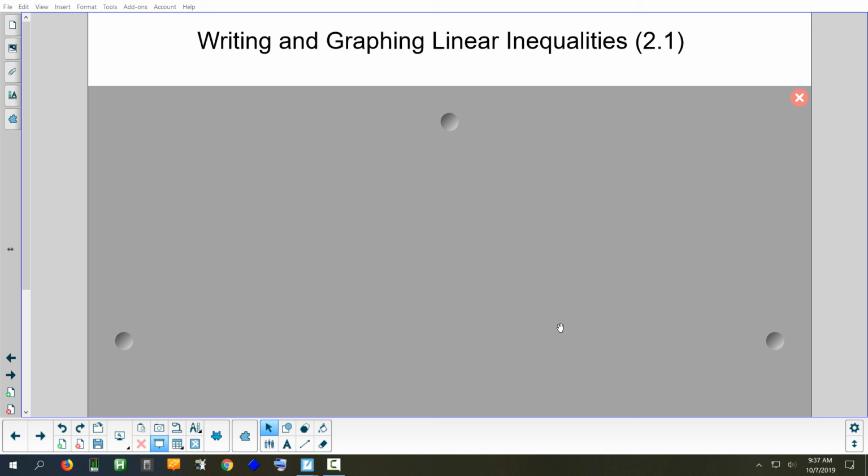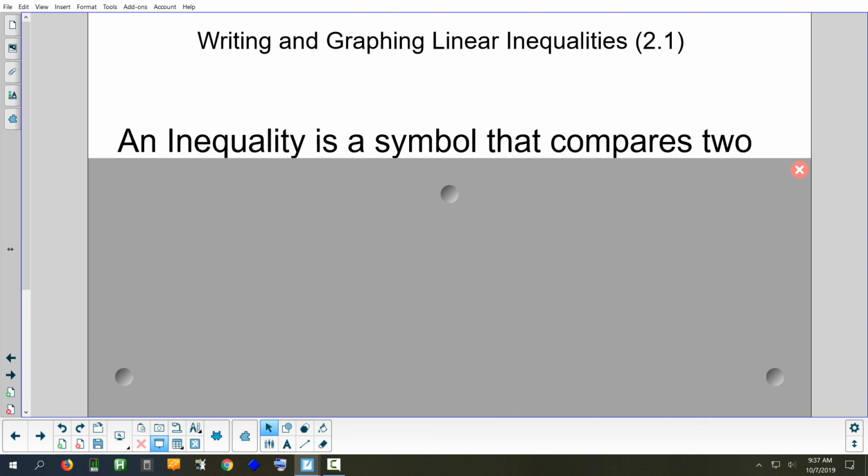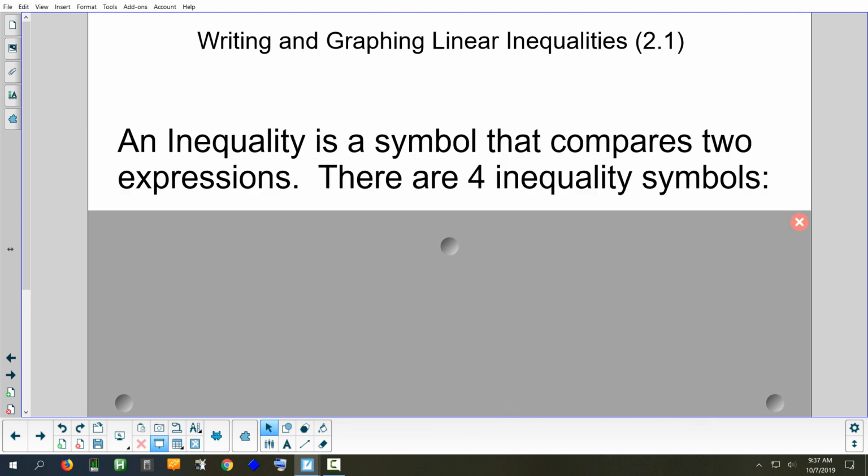Okay, so first section we're going to look at this week, 2.1. It's on inequalities. You guys in the warm-up already described what the four inequality symbols were, but we'll put them in the notes too. All right, so on that first line in your guided notes, it says an inequality symbol is a symbol that basically compares two different expressions.